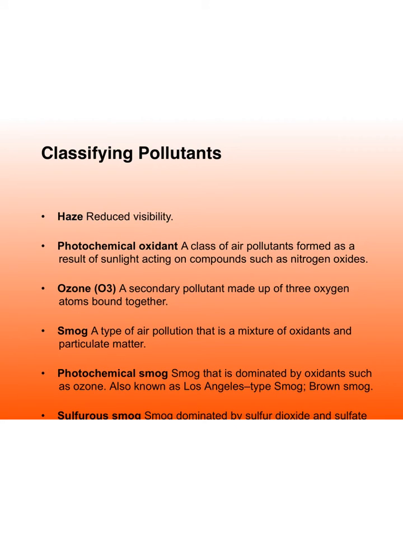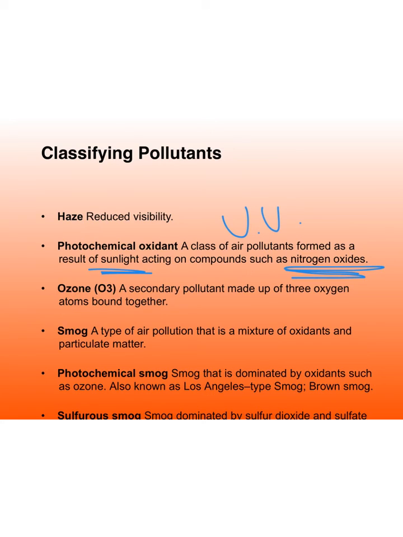All right, so haze just means reduced visibility. Photochemical oxidant is a class of air pollutants formed as a result of sunlight acting on compounds such as nitrogen oxides. Make sure you connect these things together: nitrogen oxides with sunlight, and especially ultraviolet. The ultraviolet has a lot of energy and is absorbed by nitrogen oxide. Okay.